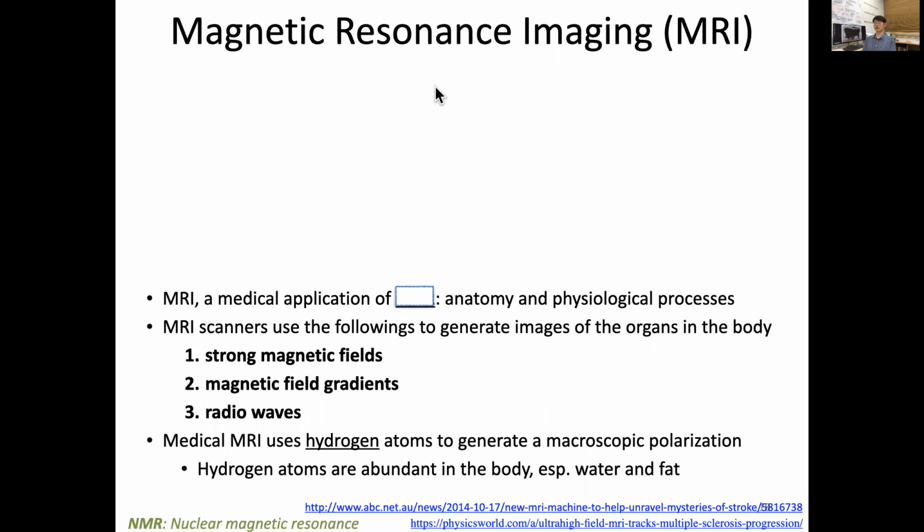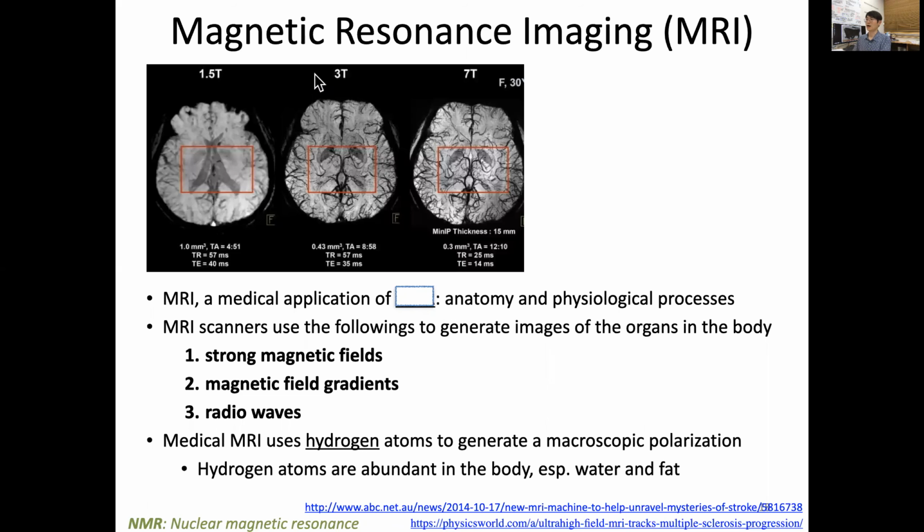So what is magnetic resonance imaging, or in short, MRI? MRI is a medical application of NMR. I'm going to give you one good example: in clinical MRI, we typically use 1.5 Tesla or 3 Tesla, where you can see the blood vessel shapes. Wow, a little better. And more recently, we have 7 Tesla MRI, which can be used in the clinic and will reveal much smaller details, which is very phenomenal.